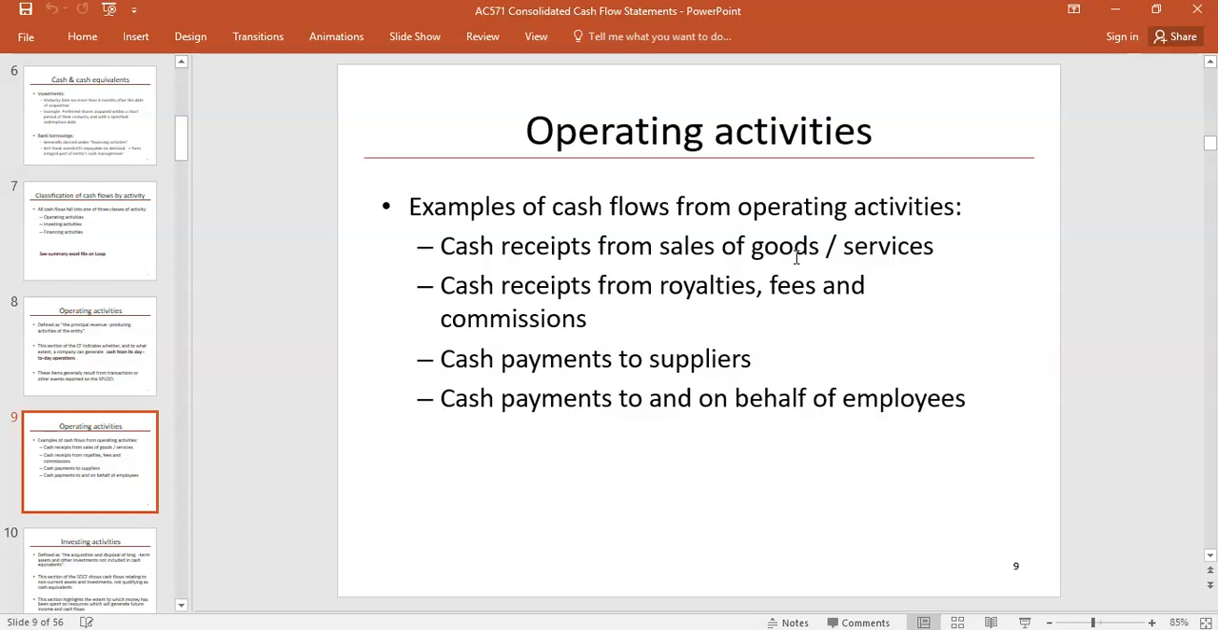And that's one of the first workings you will do in any consolidated cash flow question, will be to get your net cash flow from operating activities. And we'll talk you through the step-by-step of that. But a lot of this hopefully should be a refresher of what you covered in undergrad.